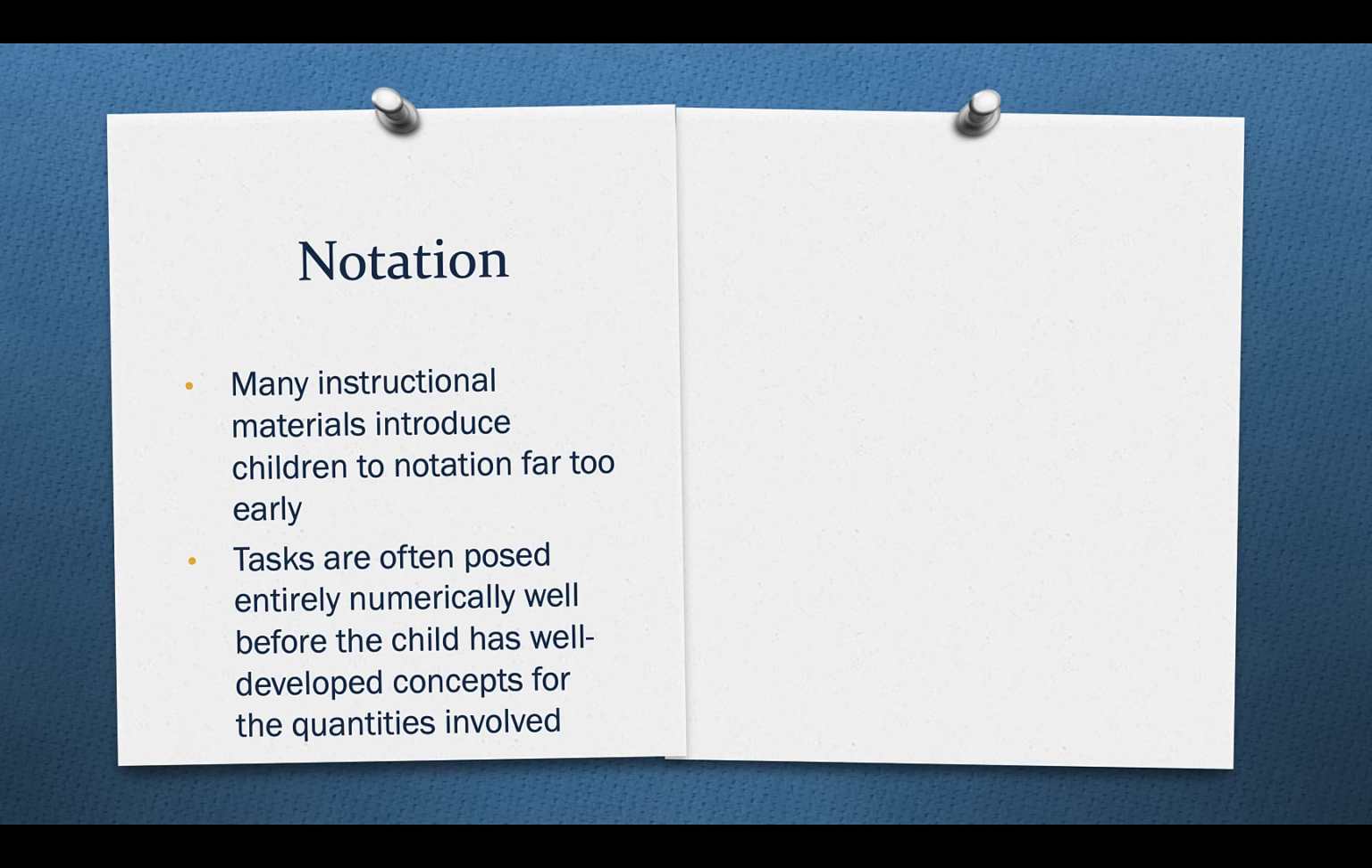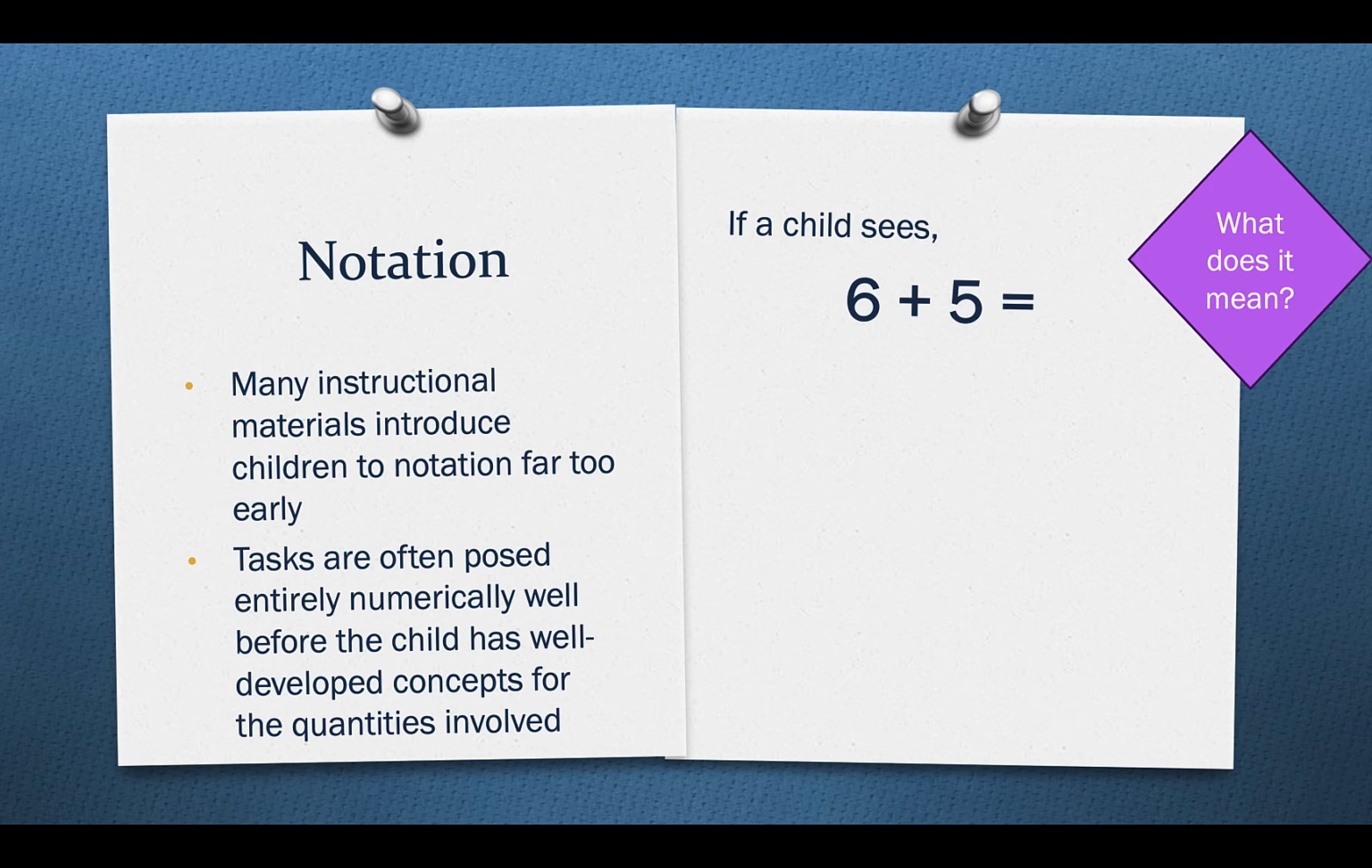For example, if a child sees the number sentence 6 plus 5, what might this mean to the child? Certainly, we want much more than that the child can correctly say or write 11 is the answer. It is important that the child's numerical world is based on much more than memorization.